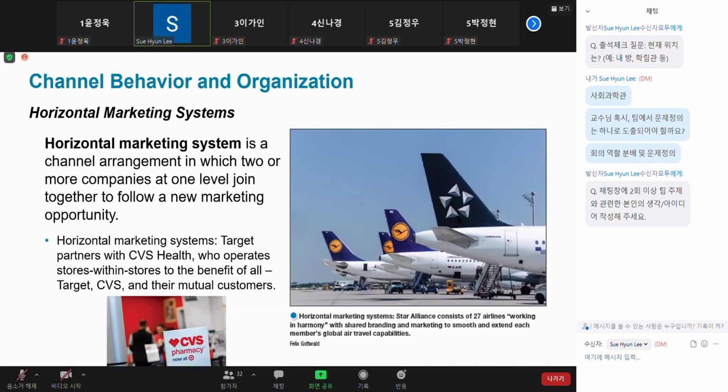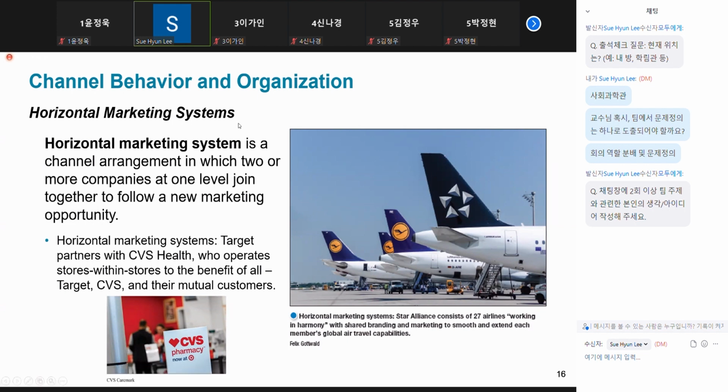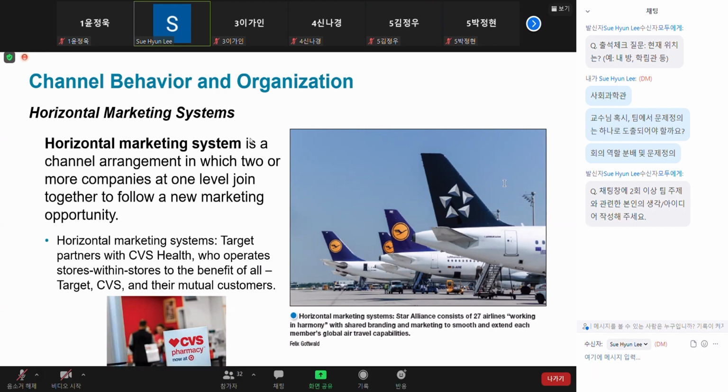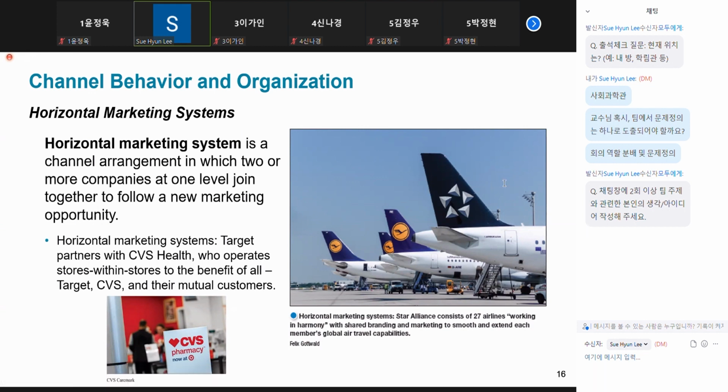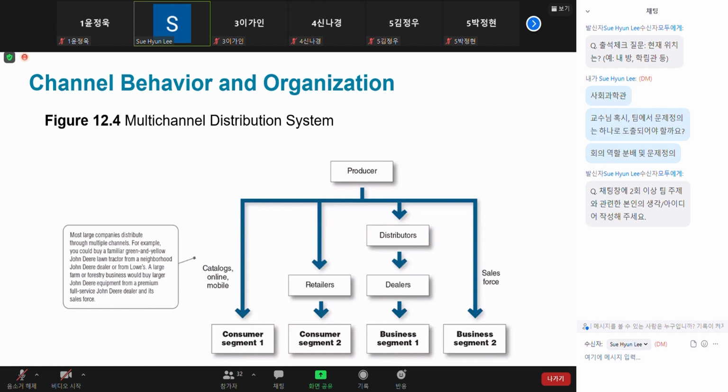We have talked about the vertical marketing system. Now let's talk about the horizontal marketing system. So a horizontal marketing system is a channel arrangement that occurs when two or more companies at one level join together to follow a new marketing opportunity. Okay. So by working together, companies can combine their financial, production, or marketing resources to accomplish more than any one company could alone. That's the horizontal marketing system.